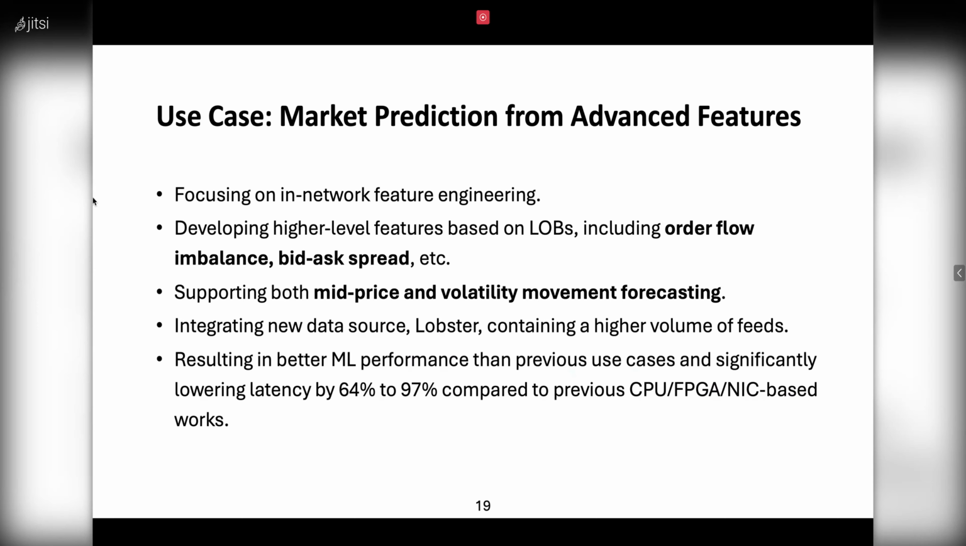And we also integrate a new data source, LOBSTER, which is a very famous data source containing a higher volume of data feeds. In the results, we find better machine learning performance than the previous use cases, because we used advanced features, of course. And we significantly lower latency by 64% to 97% compared to previous CPU, FPGA, and SmartNIC based works.